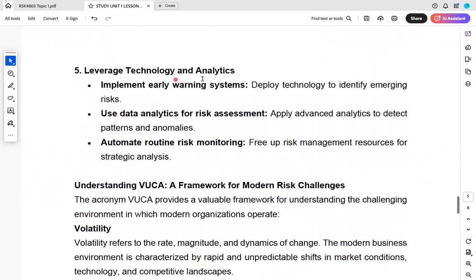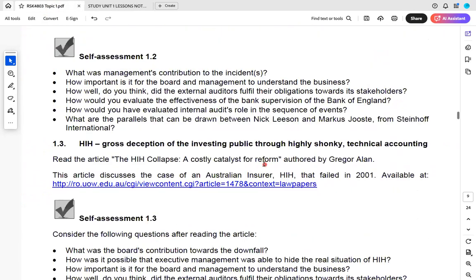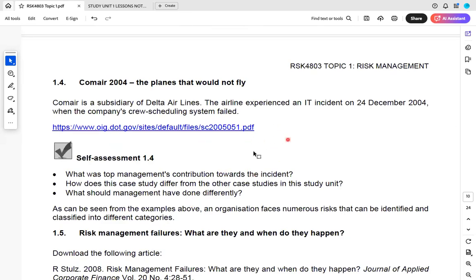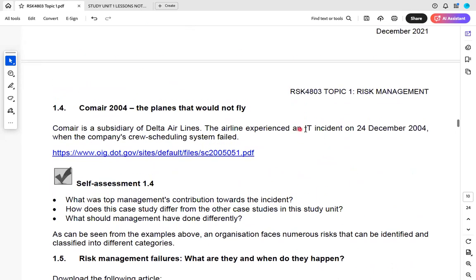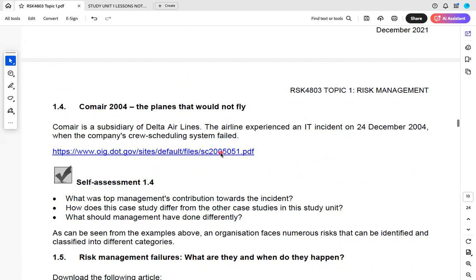And then we also need to leverage technology analytics, implement early warning systems, deploying technology to identify emerging risks, using data analysis for risk assessment, applying advanced analytics to detect patterns and anomalies, automate routine risk monitoring, free up risk management resources for strategic analysis. So these are all just issues that are covered in some of these articles with regards to how to actually help with issues. I think most of those articles to do with IT systems can maybe be mostly explained through the Come disaster, where there was an IT incident on 24 December 2004, where Come is a subsidiary of Dell.